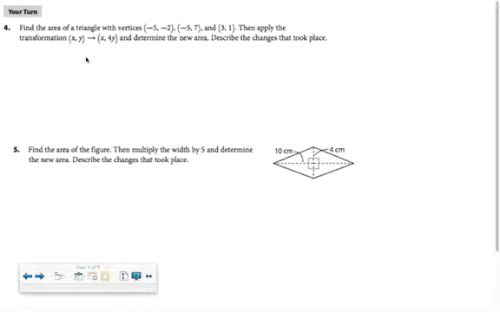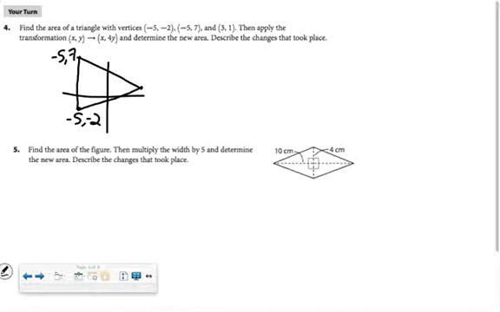In this your turn example, they're asking us to find the area of the triangle with those vertices and then apply the transformation to find the new area and describe any changes that took place. Okay, so I don't have a grid up here, but if I look at where they would generally fall, -5, -2, -5, 7, and 3, 1. This is basically what my triangle would look like.